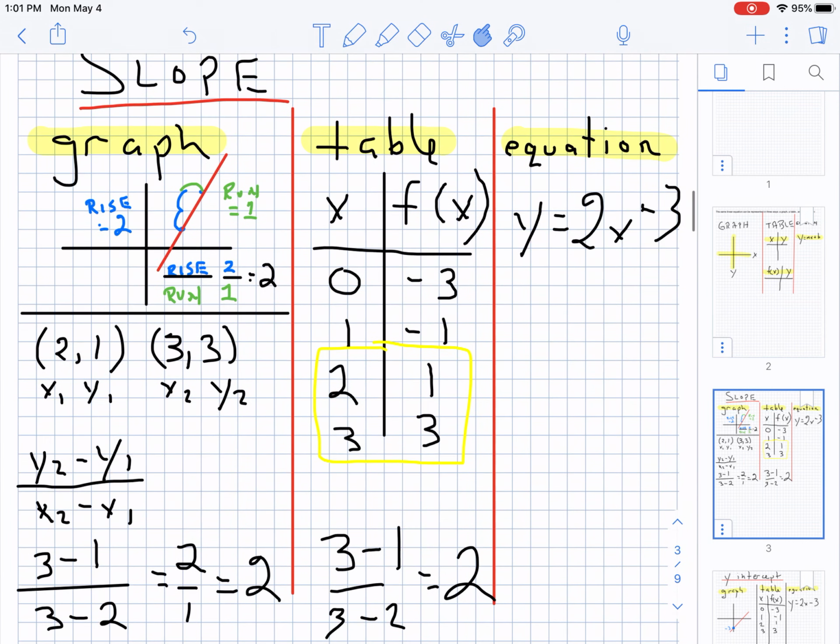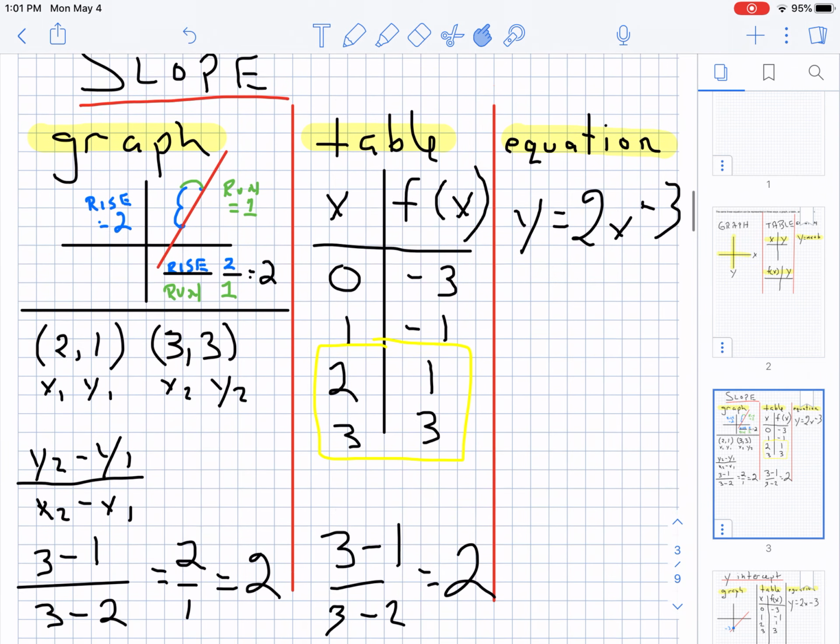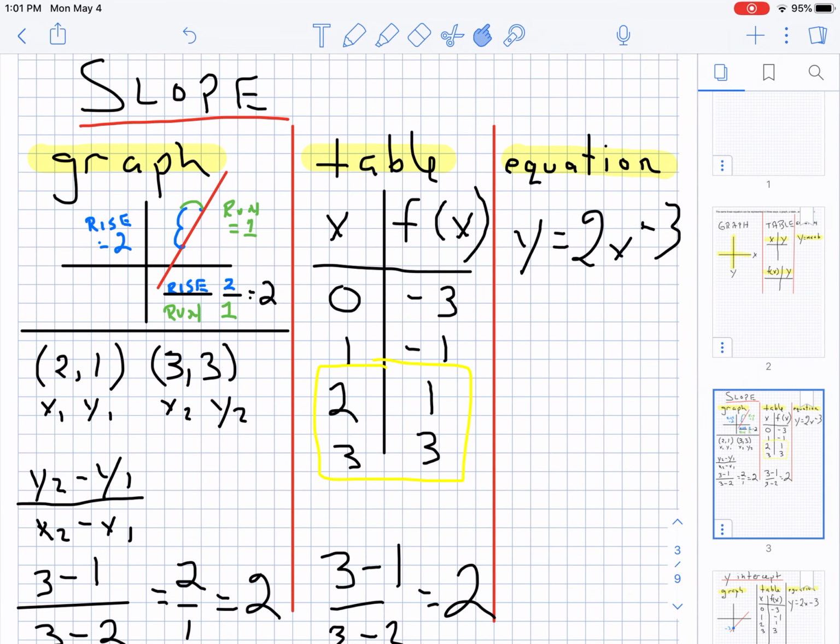Let's look at the slope and how we can find it through a graph, a table, and an equation. So there's nothing new here. This is just a review of what you learned before. When you look at a graph, you know that the slope can be found using rise divided by run. So you pick 2 points on the chart and calculate the rise divided by run.